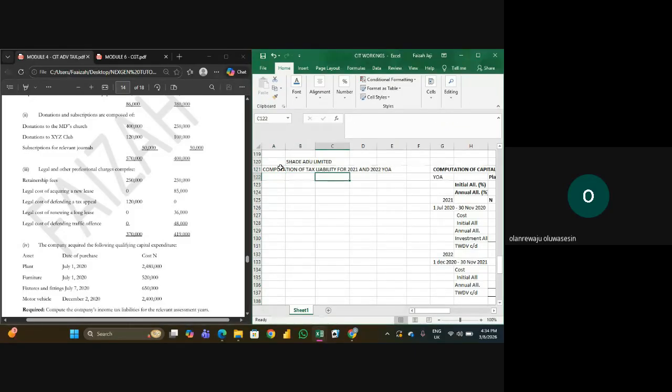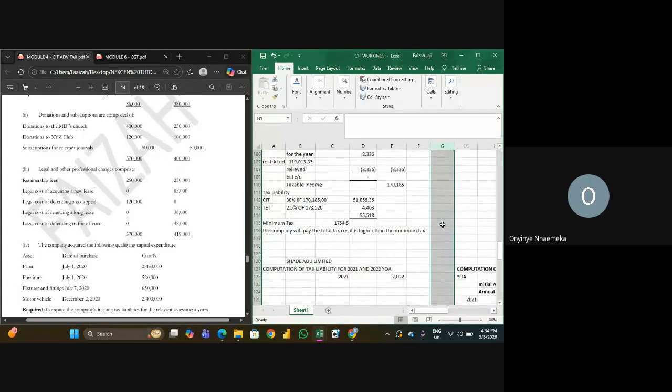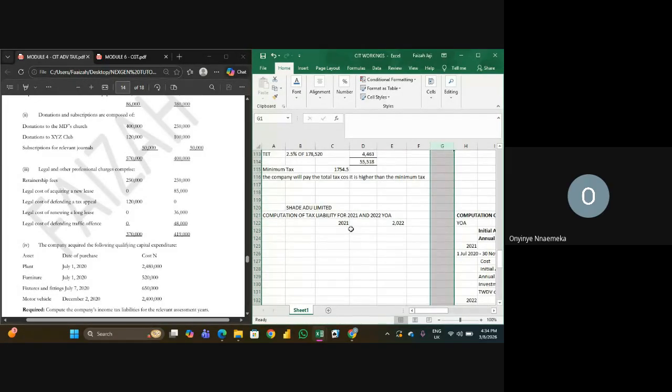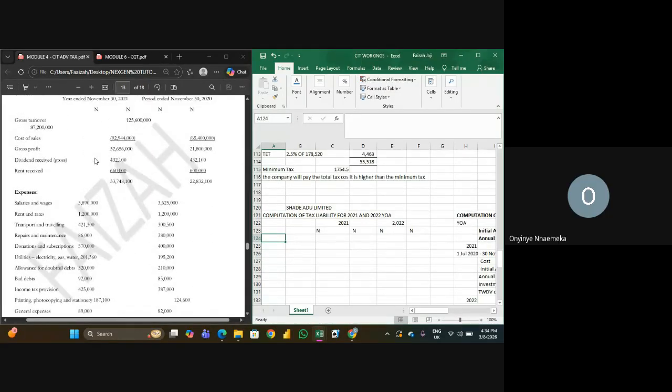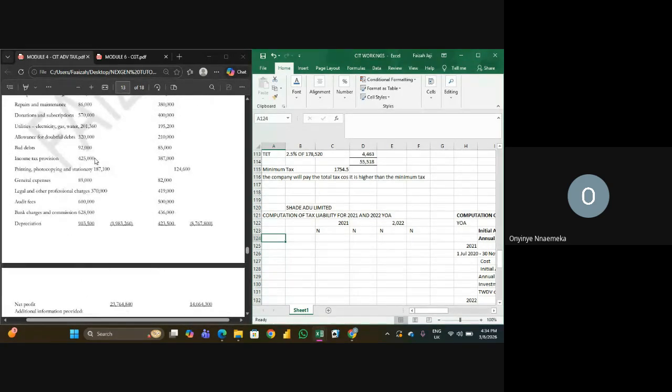Okay, so now let's do it simultaneously, right? So that it will save time. 2021, 2022. Now what's going to happen? So what is the first thing that we do? Our net profits. This thing, I think, is a past question. I think I saw it in the past question.